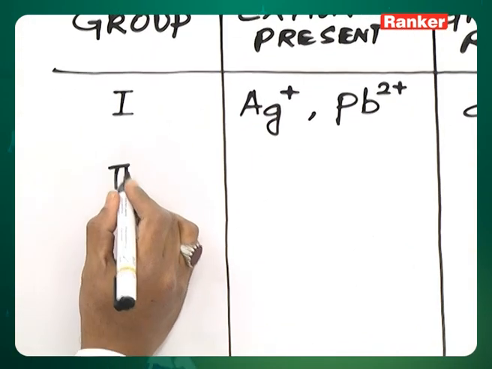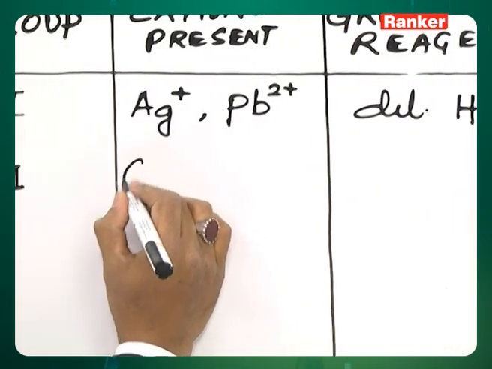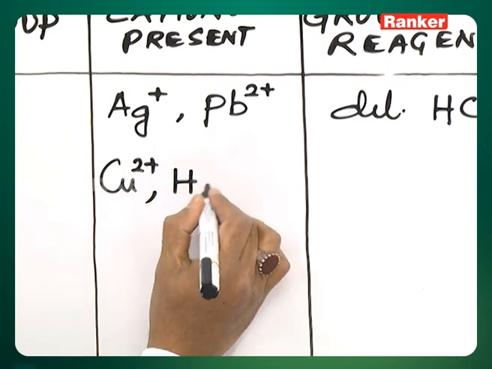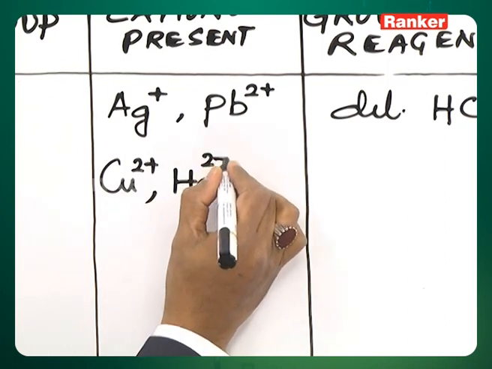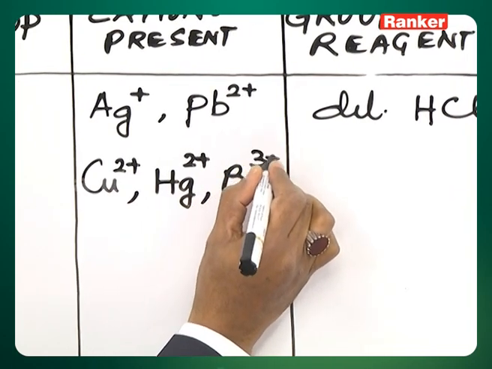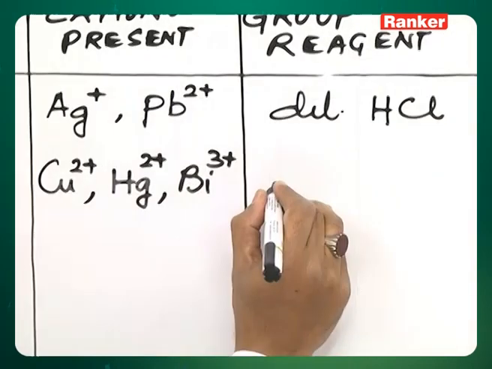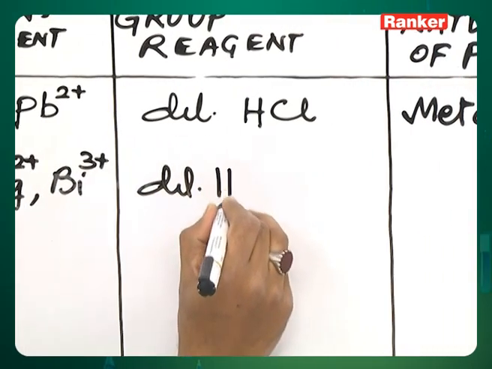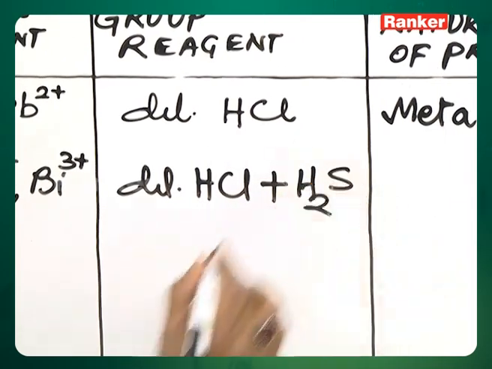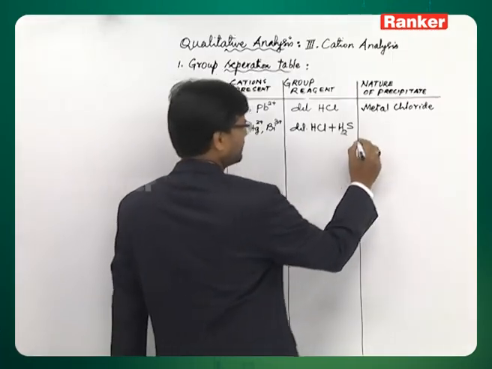Group 2. Here we have copper, mercuric and Bi3 plus, bismuth. The reagent is mixture of dilute HCl and H2S. These metals form metal sulfide precipitate.